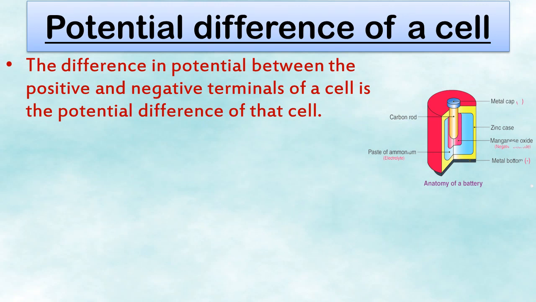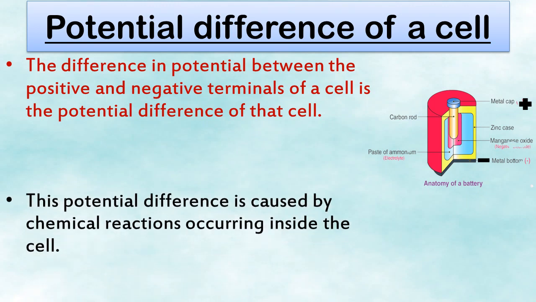As alongside you can observe a type of cell, in which the metal cap acts as the positive terminal and the metal bottom acts as the negative terminal. So potential difference is the difference in potential between the positive and negative terminal of a cell. This is the potential difference.